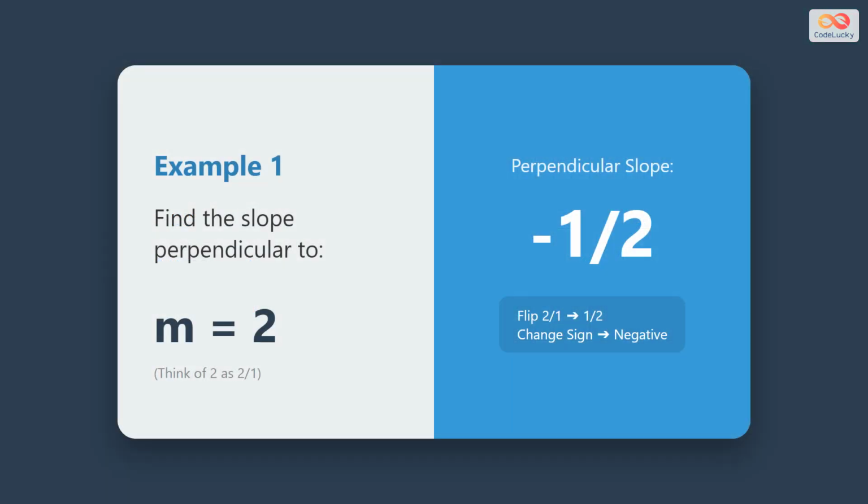Let us try an example. Suppose we have a line with a slope of 2. To find the perpendicular slope, think of 2 as 2 over 1. First, flip it to get 1 over 2. Then, change the sign to negative. The result is -1/2.